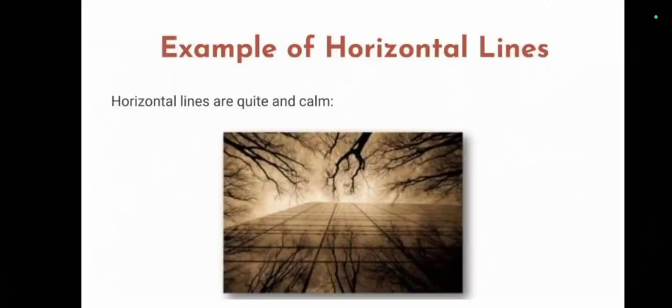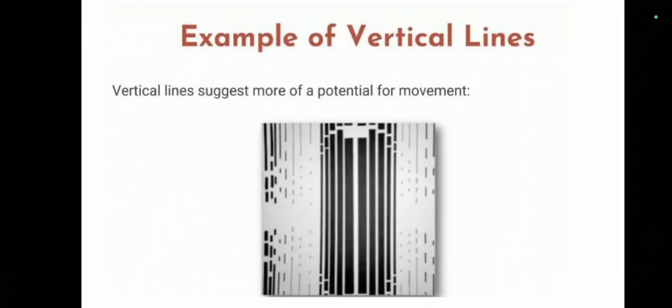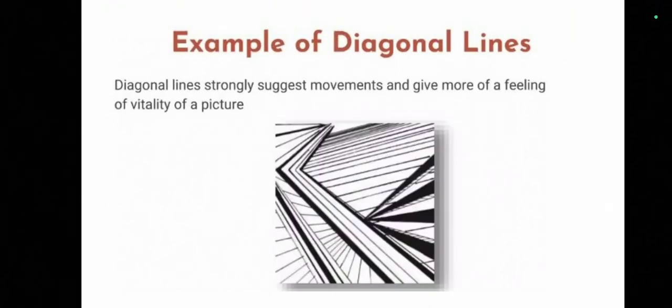Horizontal lines usually suggest calmness and stability, like shown in the figure, and sometimes think of it as the water line of a stable ship. Next one is vertical lines. Vertical lines suggest more potential and movement, which can sometimes represent columns or skyscrapers. Next one is diagonal lines. Diagonal lines strongly suggest movement and give more feeling of vitality to a picture. So the direction of a line conveys the mood and stability of the picture.